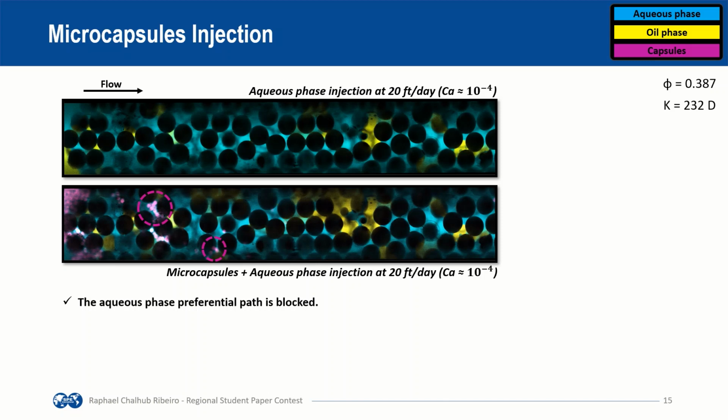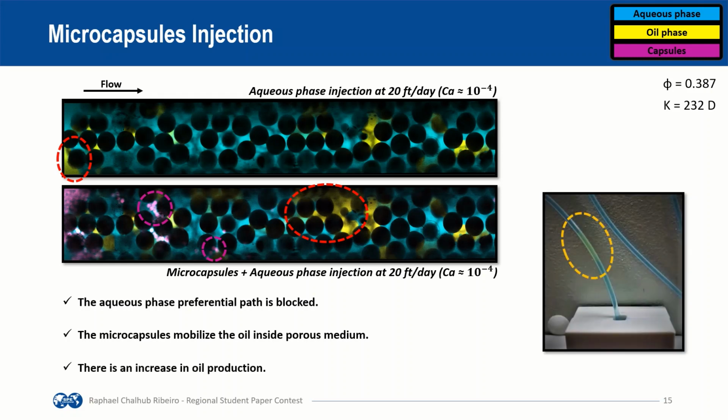Then, when no more oil is produced from the porous device, the microcapsule injection starts at a constant flow rate. It is possible to observe interesting effects of the microcapsules in this 2D image of a single slice, away from the wall, before and after the injection. The aqueous phase preferential path is blocked by some capsules, as shown in these purple circles. Also, red circles in both figures show the movement of the oil ganglion inside the porous device, as a result of the microcapsules' action.